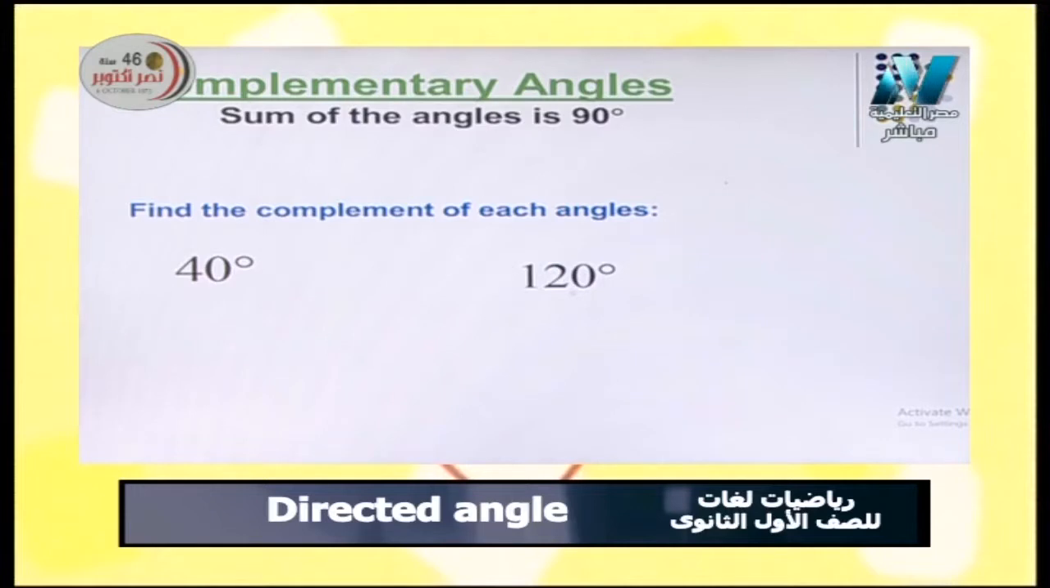What are complementary angles? We have complementary angles and supplementary angles. Let's go with complementary angles. They are two angles whose sum equals 90 degrees. Their sum equals 90 degrees.